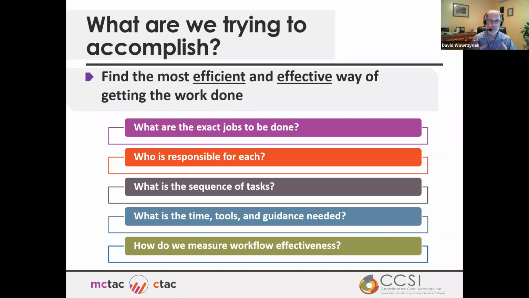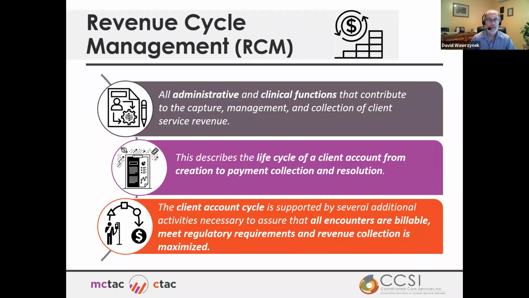So when we think about workflows and processes, this is the kind of context that we think about: jobs, responsibilities, sequence, tools, and effectiveness. So let's use revenue cycle management as one of the examples. What would be revenue cycle management? Well, it's all the administrative and clinical functions that contribute to capturing, managing, and collecting client service revenue.